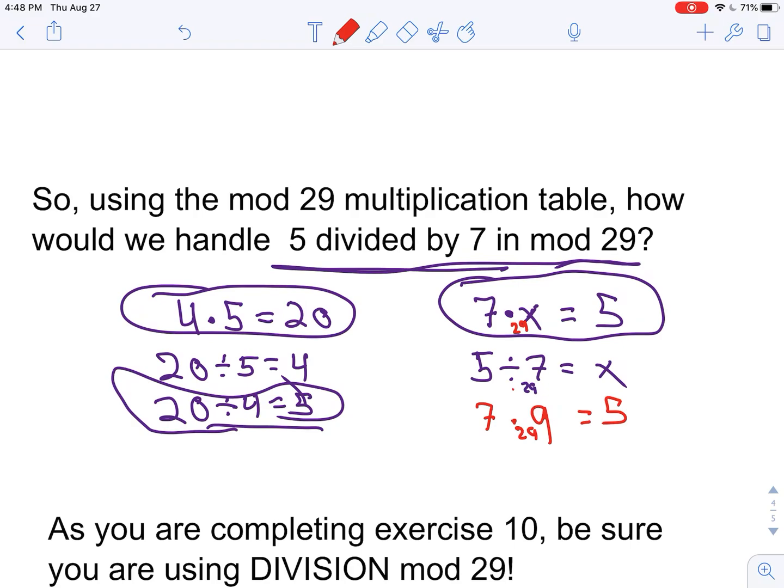7 times 9, of course, is 63. 63 taken at mod 29: 29 times 2 is 58. So, yeah, the remainder is, in fact, going to be equal to 5.